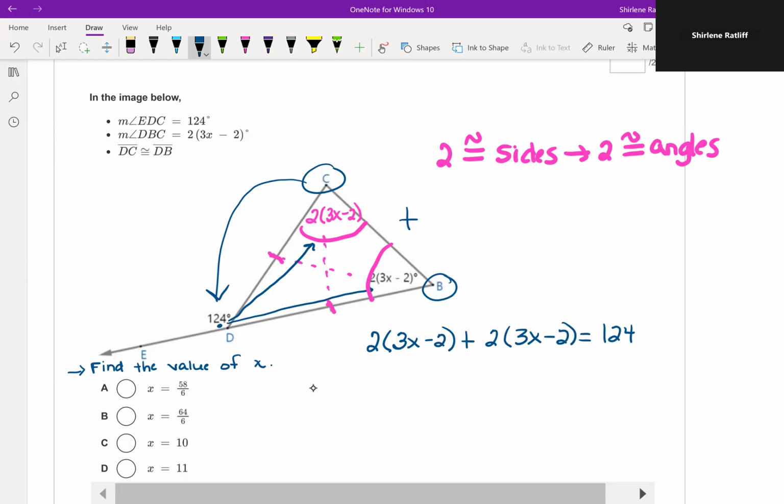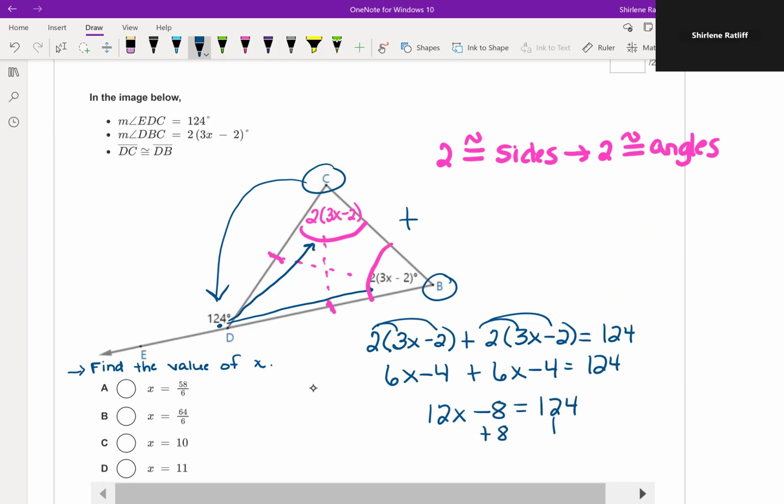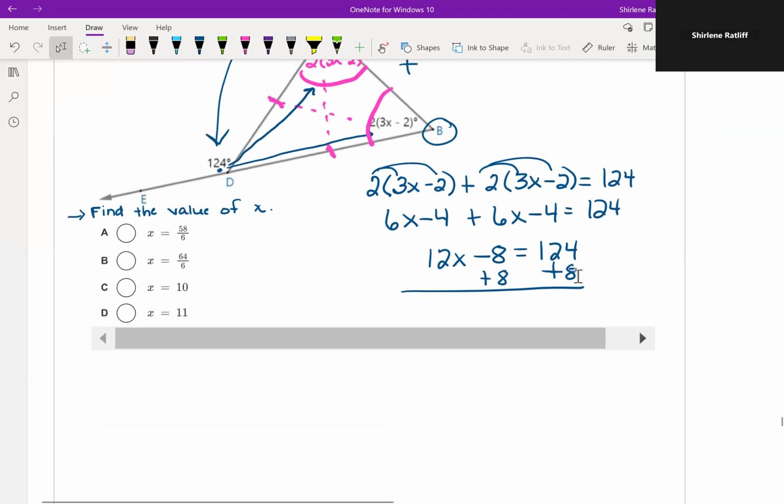Y'all could just go type that in Desmos. But I'm going to distribute. That would give me 12x minus 8 equals 124. Add 8. Oh goodness, y'all, sorry. I need to slow down and not get sloppy. 12x equals 132. Divide by 12. And x is equal to 11. Answer choice D.